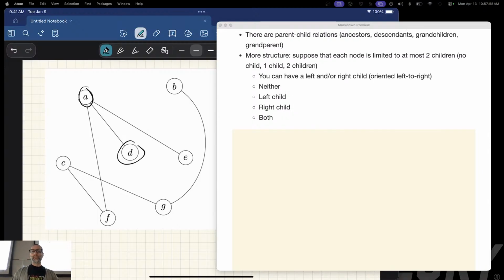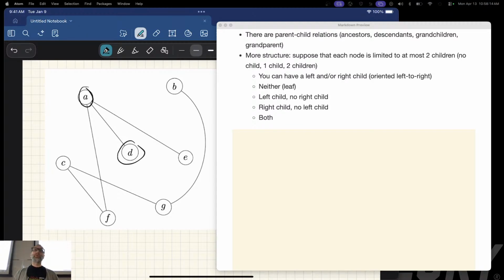You could have neither child, in which case you are a leaf. You could have a left child, but no right child. You could have a right child, but no left child.